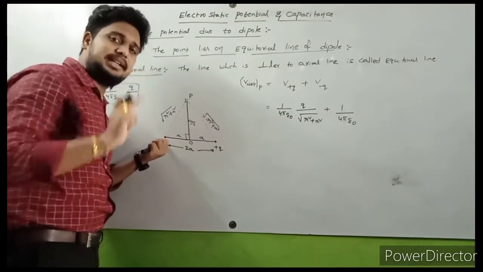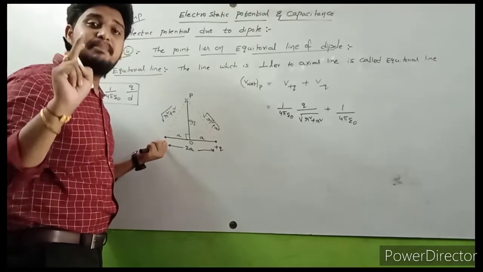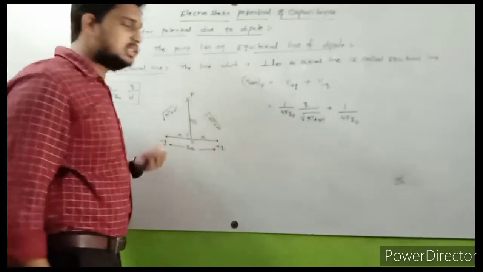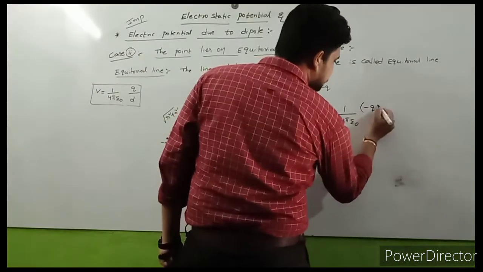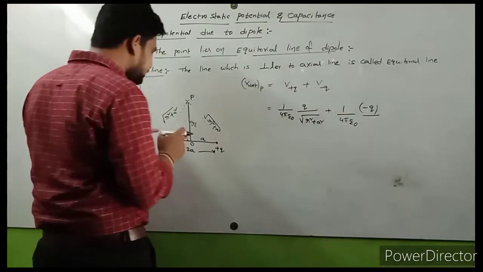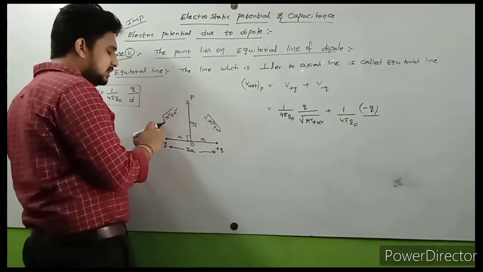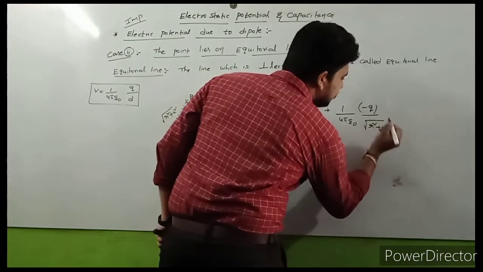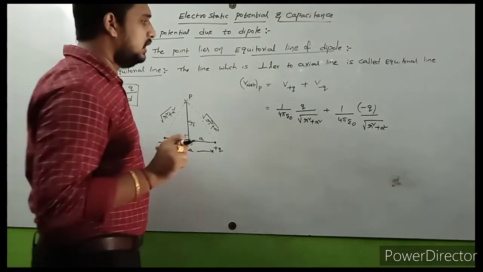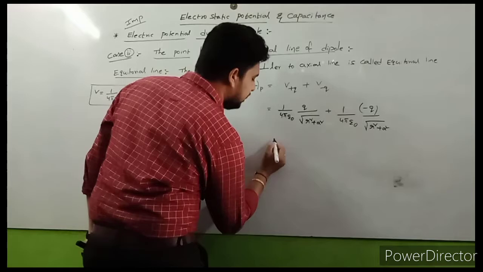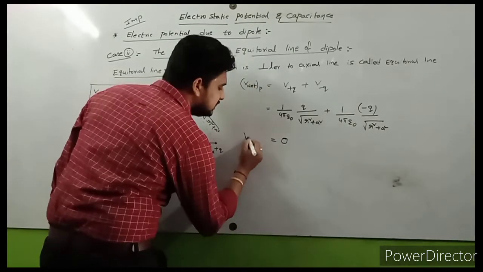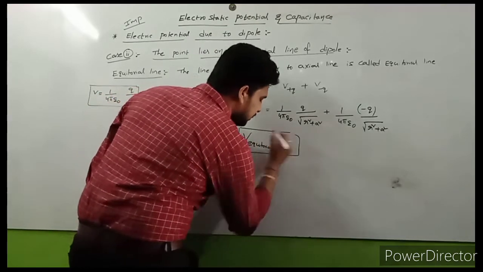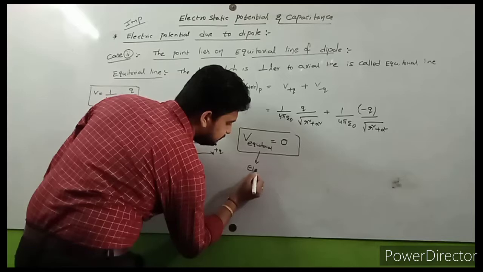While we are calculating electric potential, we must consider the sign of the charge. That means here the sign of charge is minus Q. And the distance from the point to this charge is square root of r square plus a square. Dear student, observe carefully. This is a positive value, this is a negative value. Definitely that is equal to 0. So this is V equatorial.